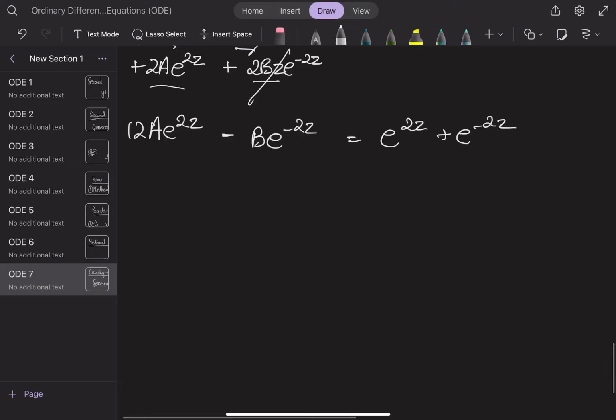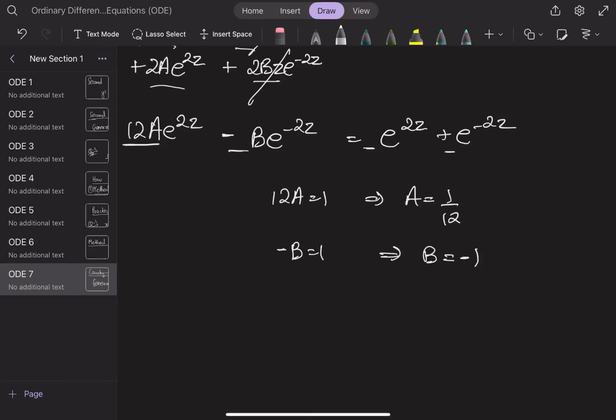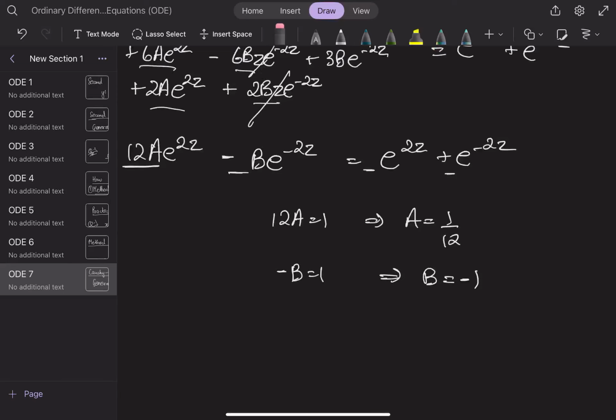So the coefficient of e raised to 2z here is 12A and here it is 1. So 12A is equal to 1. That means A is equal to 1 by 12. Here it is minus B and here it is 1. So minus B is equal to 1. That means B is equal to minus 1. So your yp becomes 1 by 12 e raised to 2z minus z e raised to minus 2z.